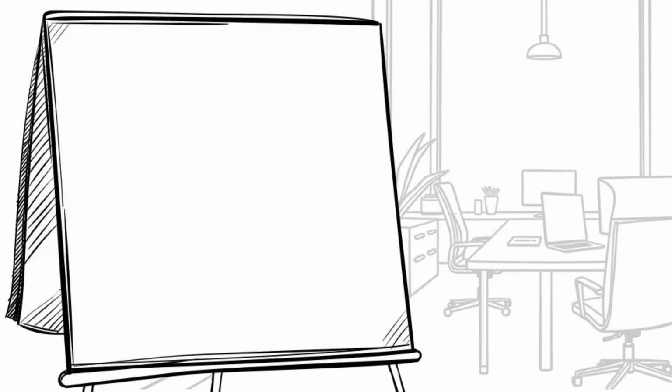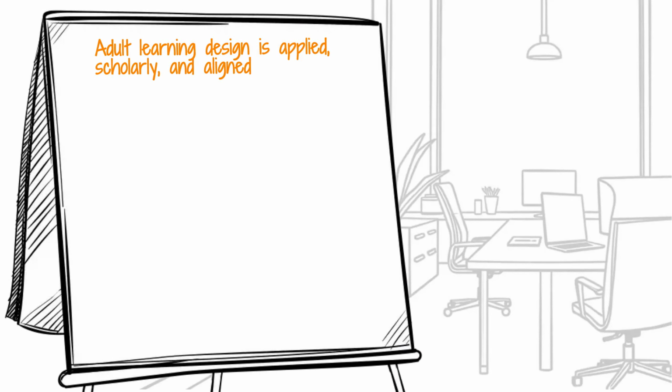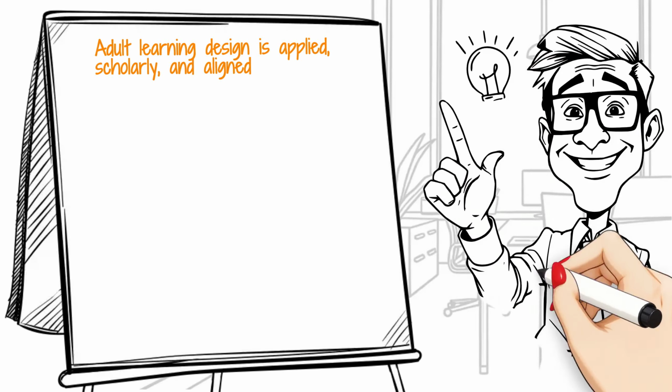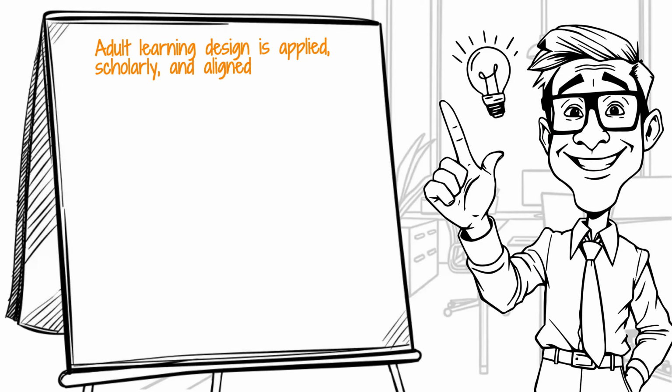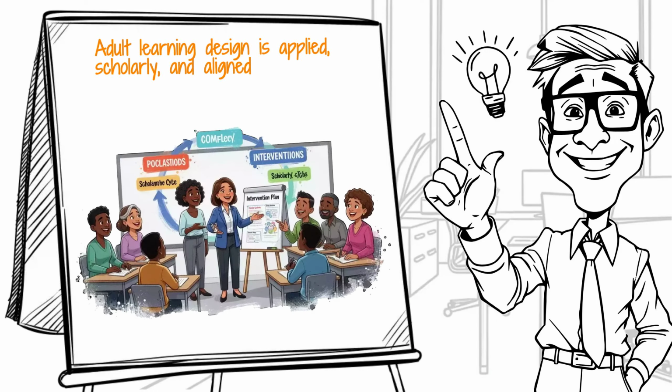Designing an adult learning intervention is therefore an applied scholarly process. It begins with a problem, is guided by theory, is organized through implementation planning, and is judged through evaluation. When these elements are aligned, adult learning becomes intentional, defensible, and transformative.